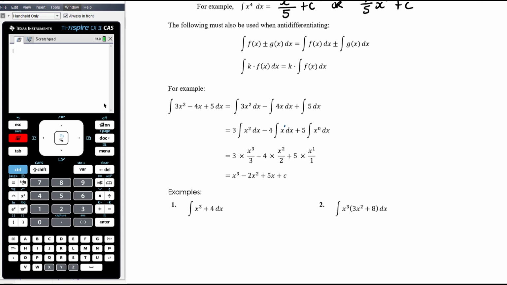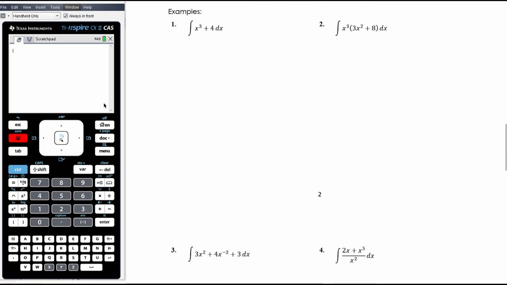As you're working through, you can just stick your plus c on the end at the last line, but don't forget to include it. Alright, let's work through some antiderivatives.